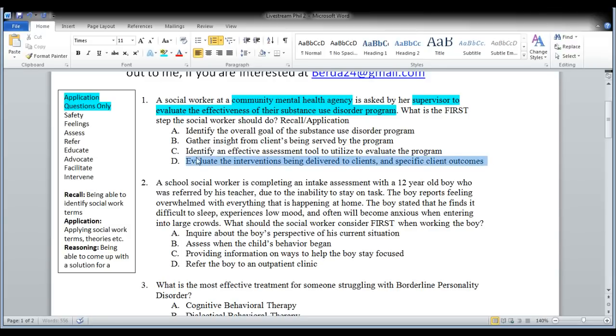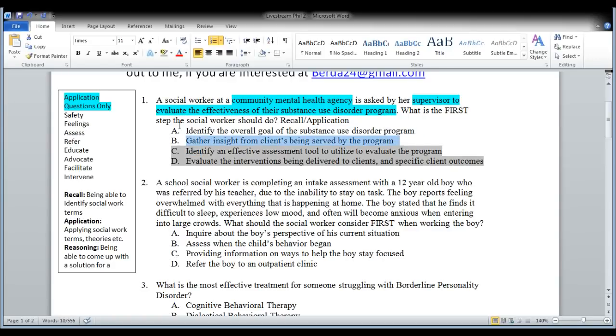So D is going to be incorrect here, because you wouldn't really be evaluating the interventions being delivered, because that would be later on within it. Identifying a way to assess the specific agency wouldn't be correct here, because we ultimately wouldn't know what assessment tool we need until we actually figure out what we're trying to measure. So picking the assessment tool would be difficult without the information of what type of program evaluation we're doing.